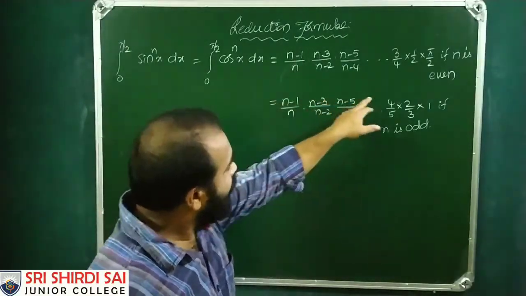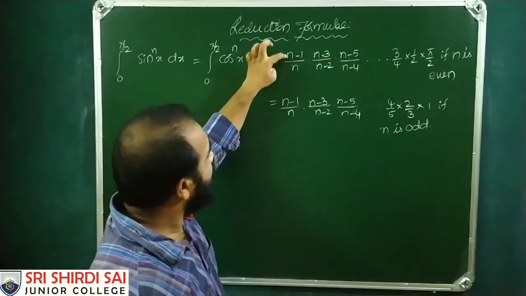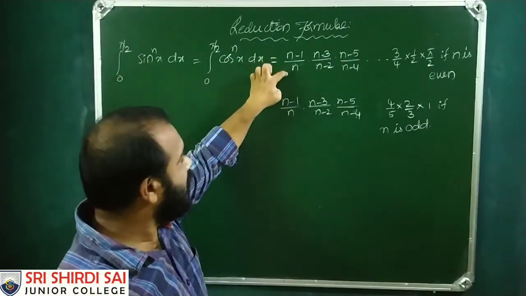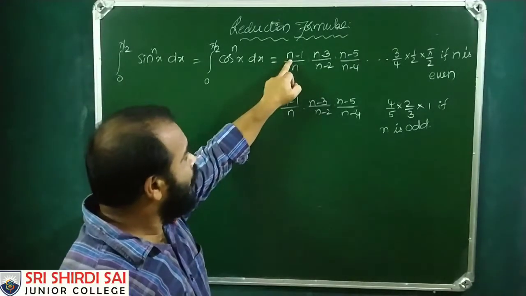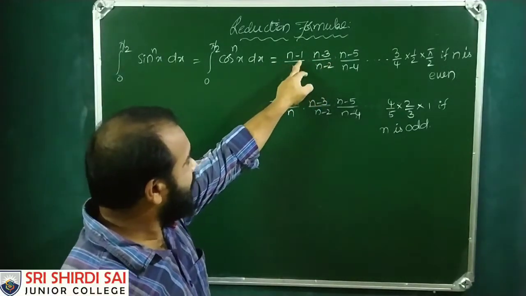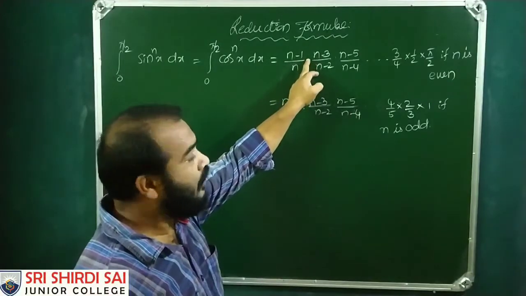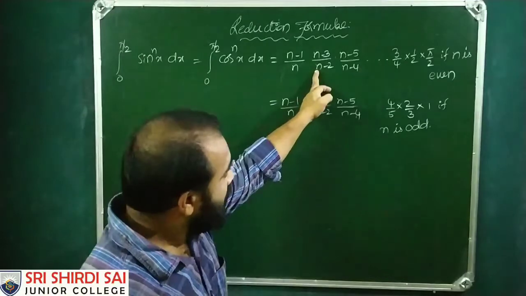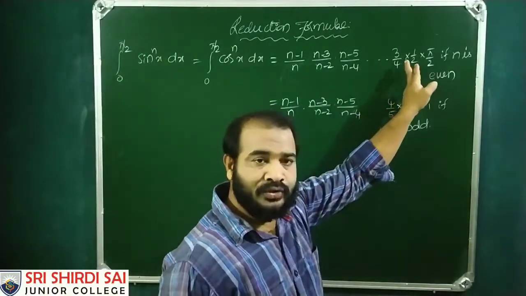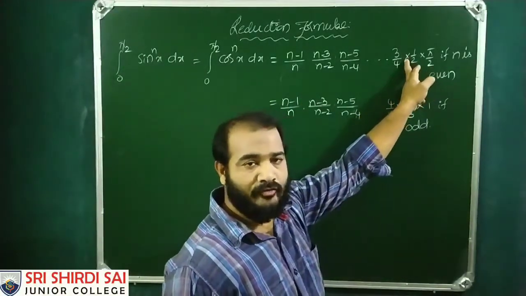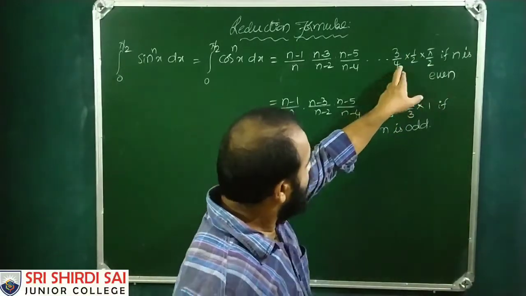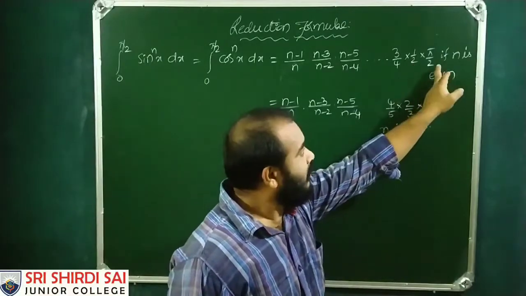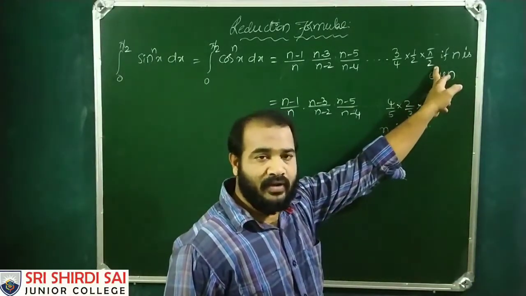So if n is even, then n minus 1 by n is the first term. You go on writing the successive factors, reducing by 2 both in the numerator as well as the denominator, until we reach either 2 or 1. In this way, if I get 1 by 2, then into pi by 2 we have to end up.